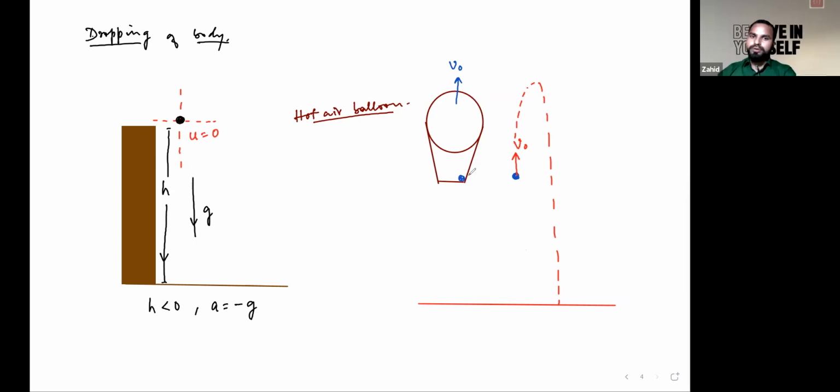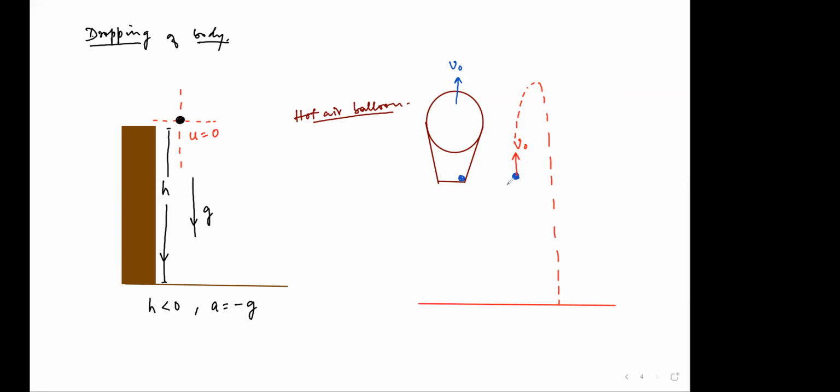Since I have defined, an object always acquires the velocity of the system of which it is a part. So this ball was initially part of this hot air balloon, which is ascending at this much velocity in the upward direction. So this ball would have this much velocity in the upward direction, due to which it will move to some height along this way, and then it will return back to the ground. Is it clear?